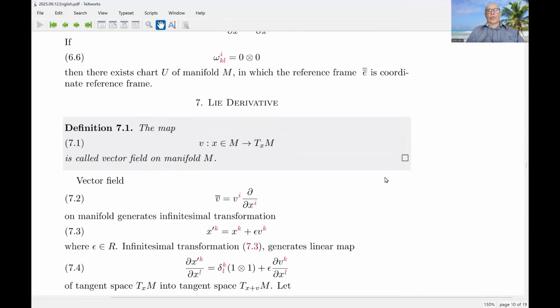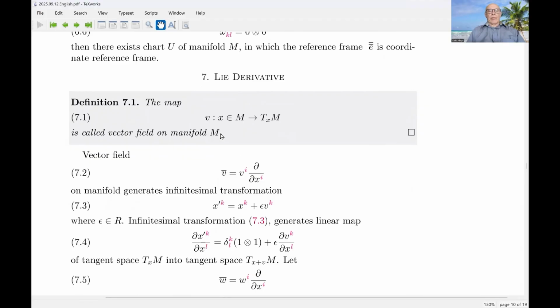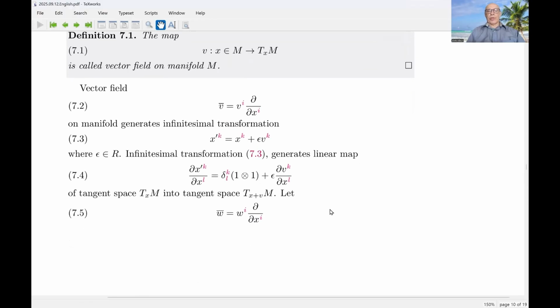Now we consider the Lie derivative. The map 7.1 of points of manifold M into the tangent space at point X is called a vector field on manifold M. Vector field 7.2 on the manifold generates infinitesimal transformation 7.3, where epsilon is a real number. Infinitesimal transformation 7.3 generates linear map 7.4 of the tangent space TXM into the tangent space TX+V at f of M.